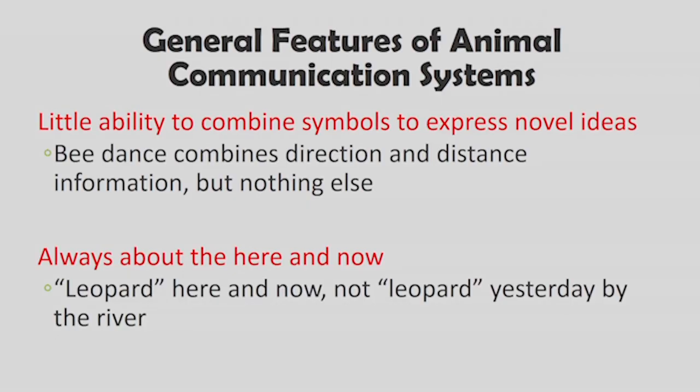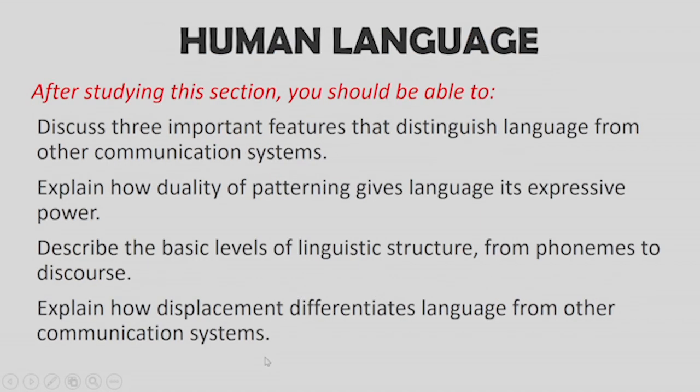And so, the four general features of any animal communication system are their limited range of expression, utterances about the whole situation and not specific parts of a situation, a lack of ability to combine symbols to give novel ideas, and they are always about the present situation and do not give you any idea about what will happen before and after a particular point of a situation. This is about animal communication systems.